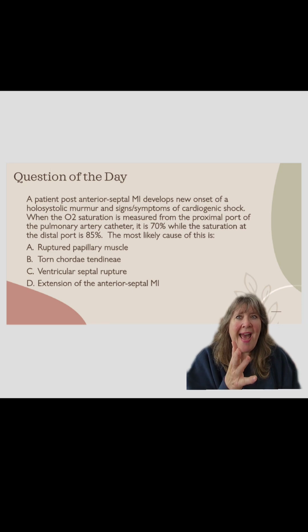So how weird is that we have jumped from a 70% SAT to an 85% SAT? That is what's known as a step up in oxygenation. Like, where's that coming from? I want you to think about this for a moment and tell me what your answer might be. Is it papillary muscle rupture, torn chordae tendineae, ventricular septal rupture, or extension of an anterior septal MI? Take a moment.